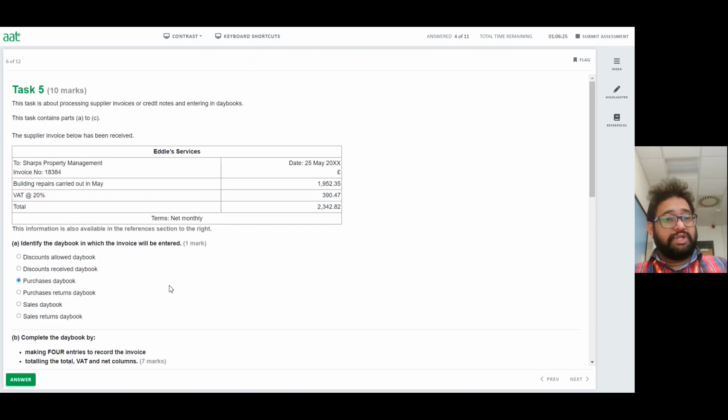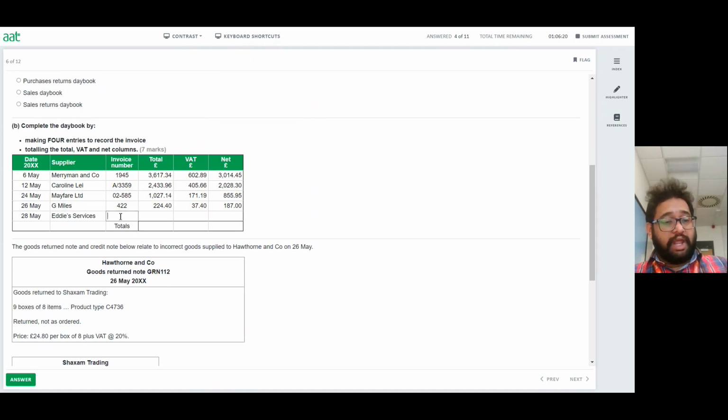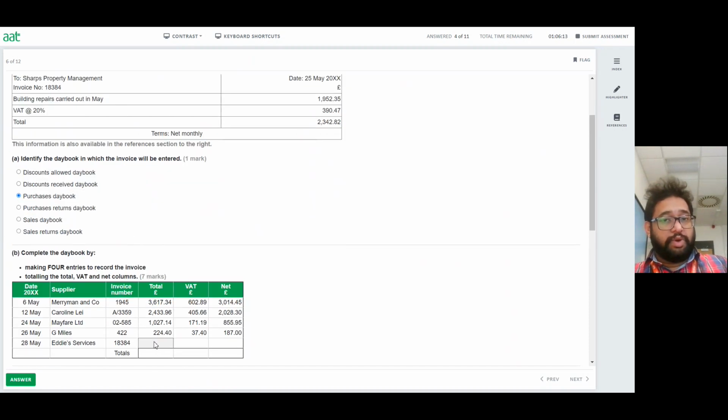So here the invoice number is, according to this, 18384. And then what we have here, the total amount is 2342.82, VAT £390.47, and net 1952.35. And then obviously we have to total all of this up.